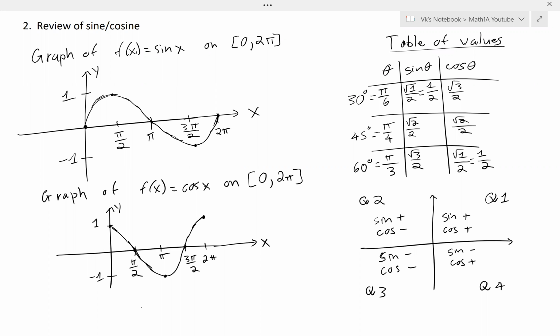For the cosine, we flip. And what that means is cosine of 30 degrees is the same as sine of 60 degrees. So that is root 3 over 2. Cosine of 45 degrees is the same as sine of 45 degrees, root 2 over 2. Cosine of 60 degrees is the same as sine of 30 degrees, which is root 1 over 2, or 1 over 2. Pretty useful table.